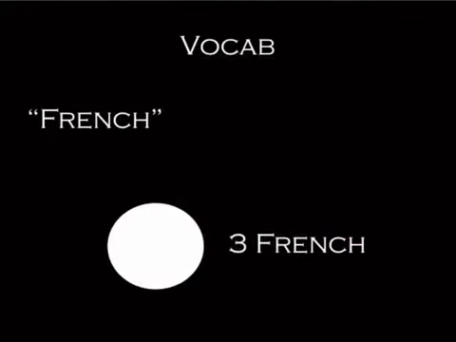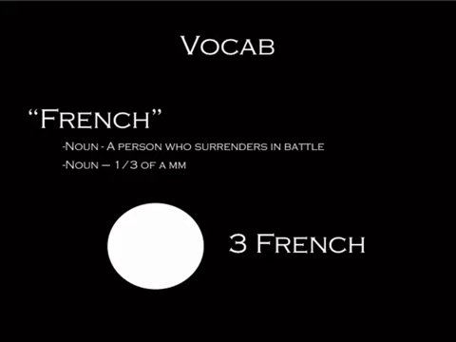All right, so let's do some vocab. So, what is a French? A French is typically a person who surrenders in battle, but it can also be a noun for a third of a millimeter, 0.3. So 3 French is 1 millimeter.